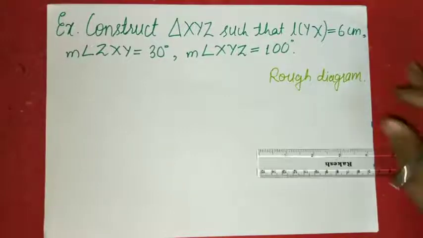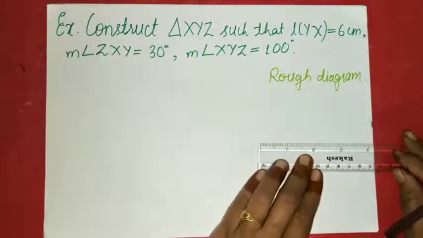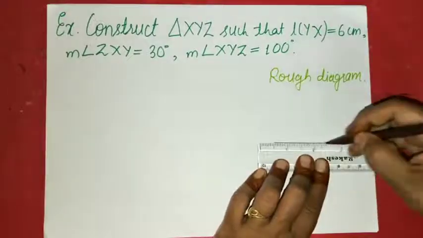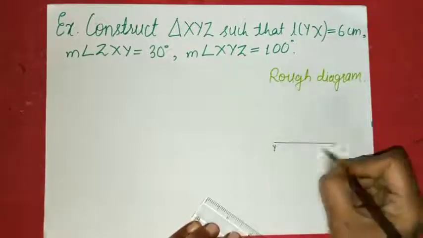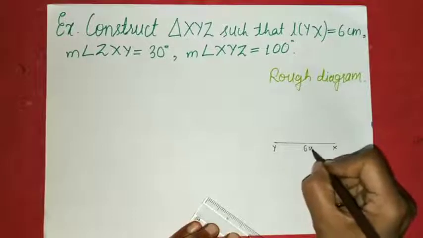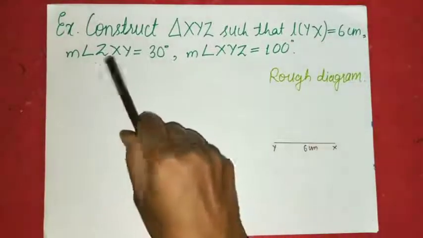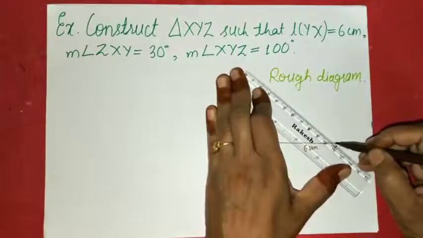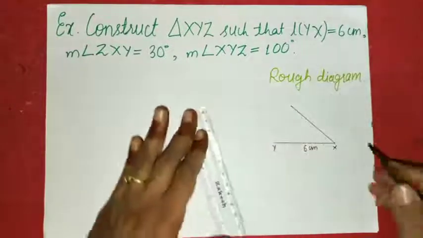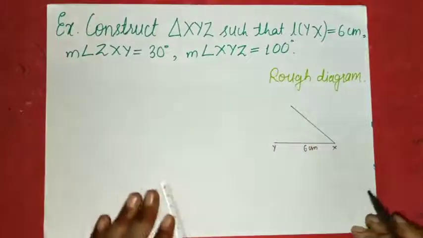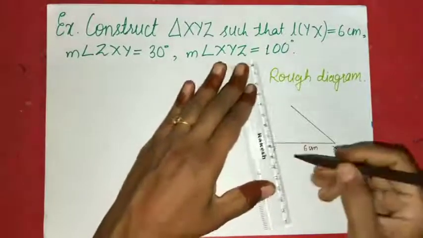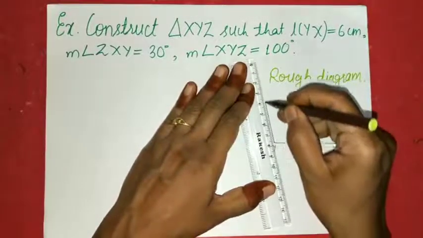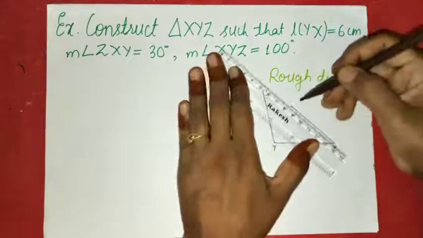Also, we will frame the structure of the triangle in our mind to do the actual construction. Now, here first we will draw segment YX of 6 cm as the base. Give the name YX. It is of 6 cm. Here ZXY, that is angle X, is 30 degrees. So we will try to draw an acute angle for 30 degrees, and measure of angle XYZ is 100 degrees. So it is an obtuse angle. We will try to show the obtuse angle in the rough diagram.